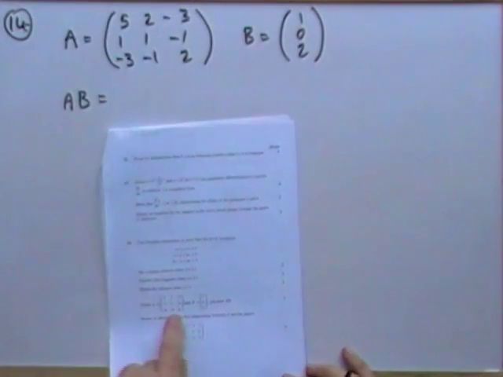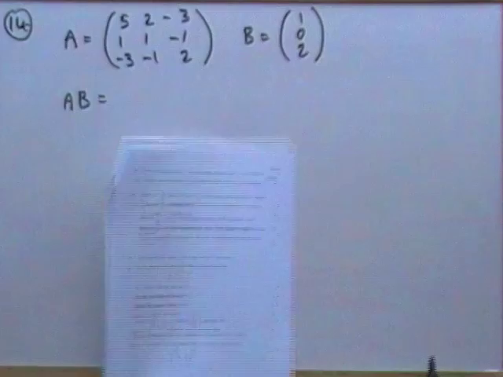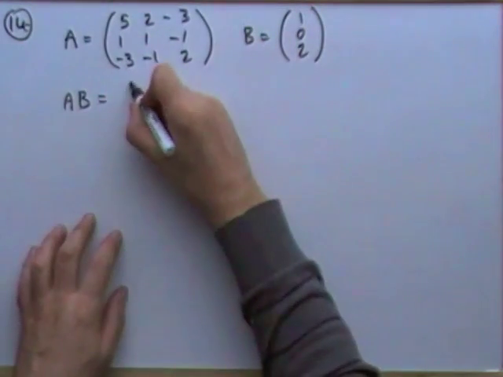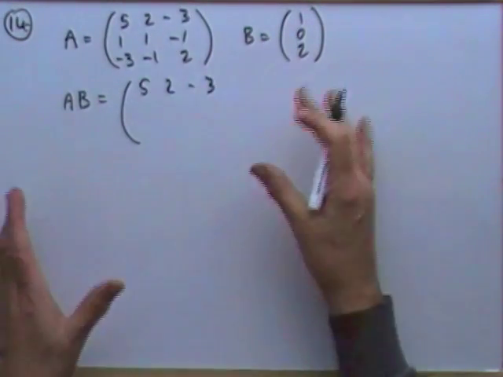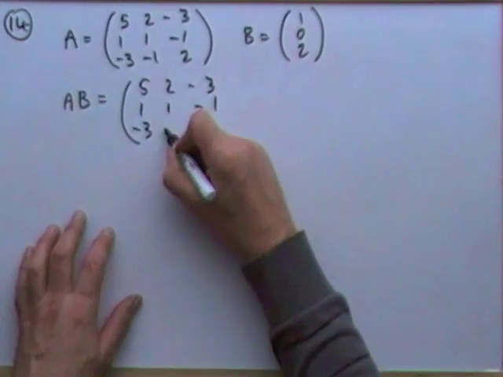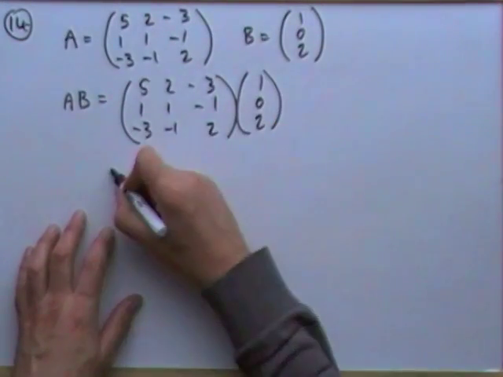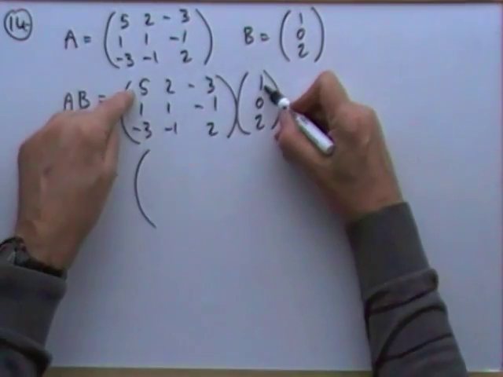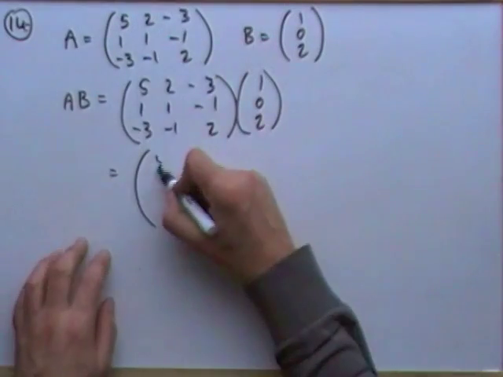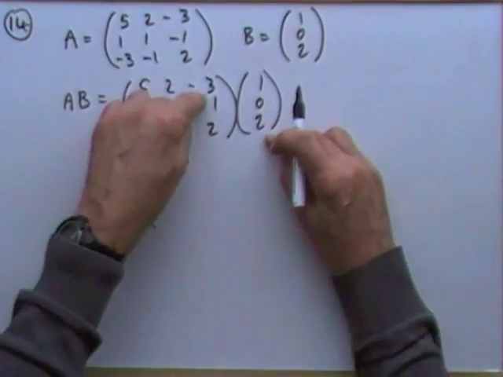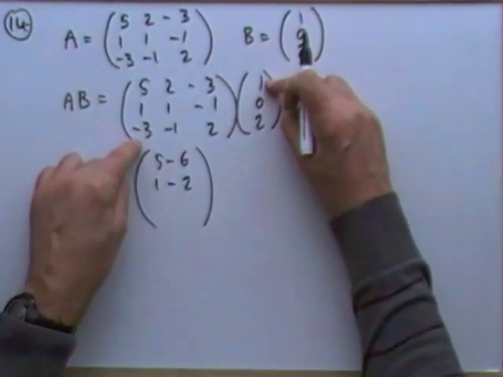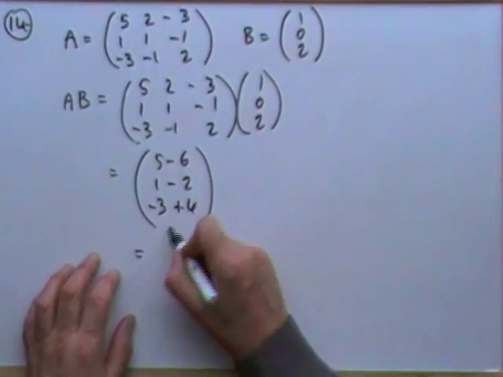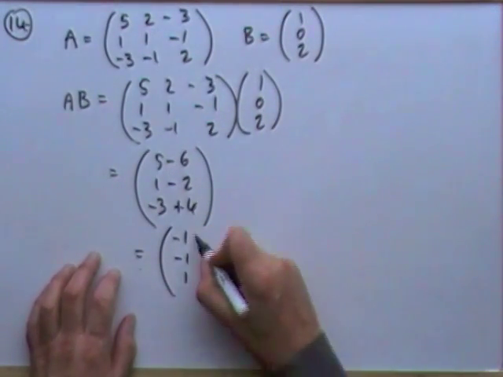Right, in the next bit, you're given 2 matrices, you've got to get the product. So that's just a case of multiplying them. Right, so just speeding up this bit then. So copy out matrix A, and then multiply it by matrix B. So multiply row times columns. That's 5 and nothing, negative 6. That's 1 and nothing, negative 2. And negative 3 and nothing, and 4. So that'll add up to negative 1, and 1.